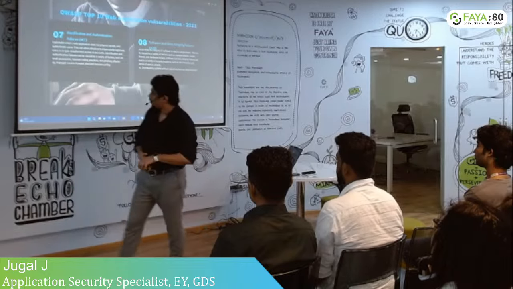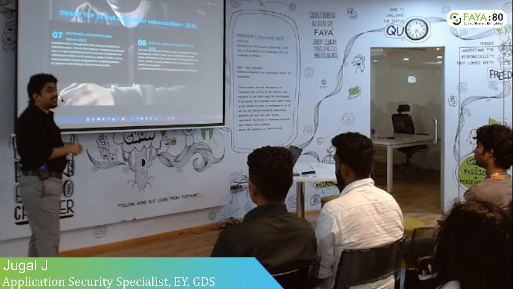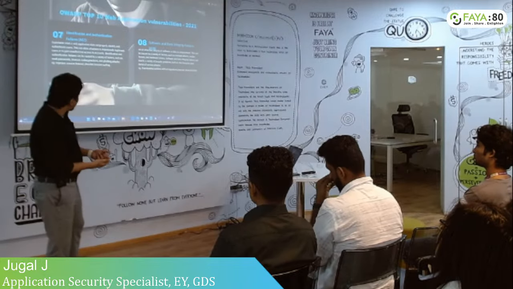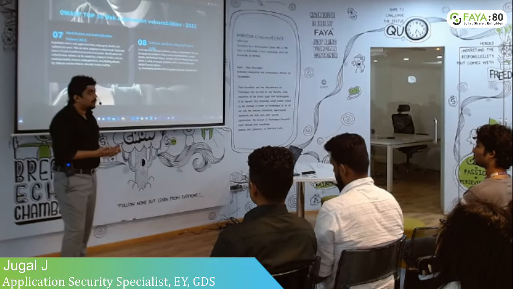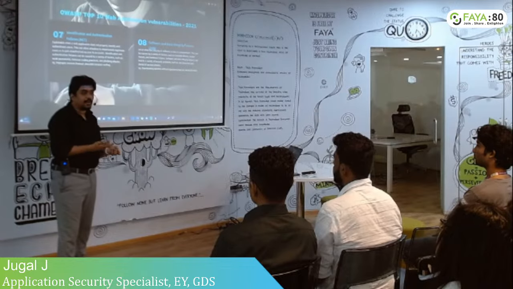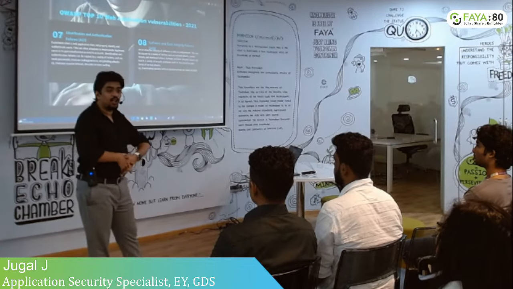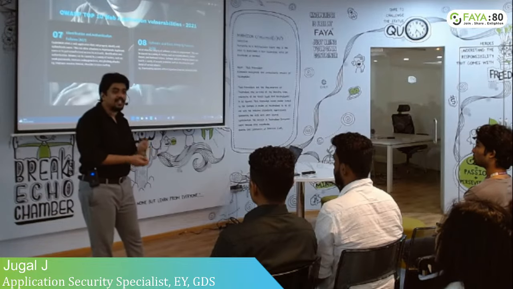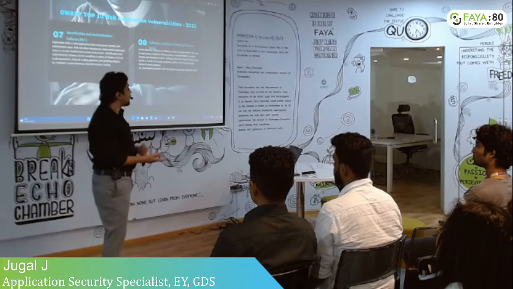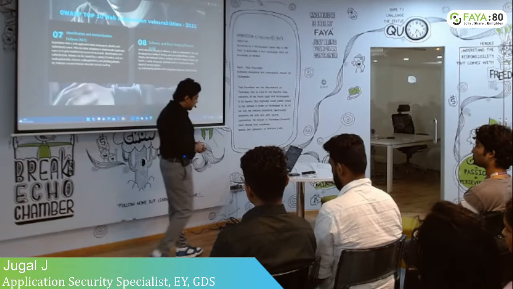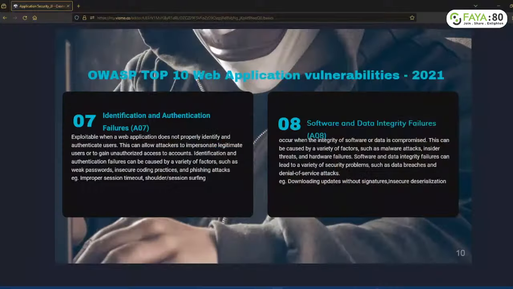So we need to make sure that the authentication is proper. There should be a timeout set, so if you're not using it for a long time, it should log out. Another example is on your mobile devices. If you have a mobile banking application, after inactivity it will automatically lock out, right? Because it's securing something. If you don't have security checks like that in place, that is an authentication failure.